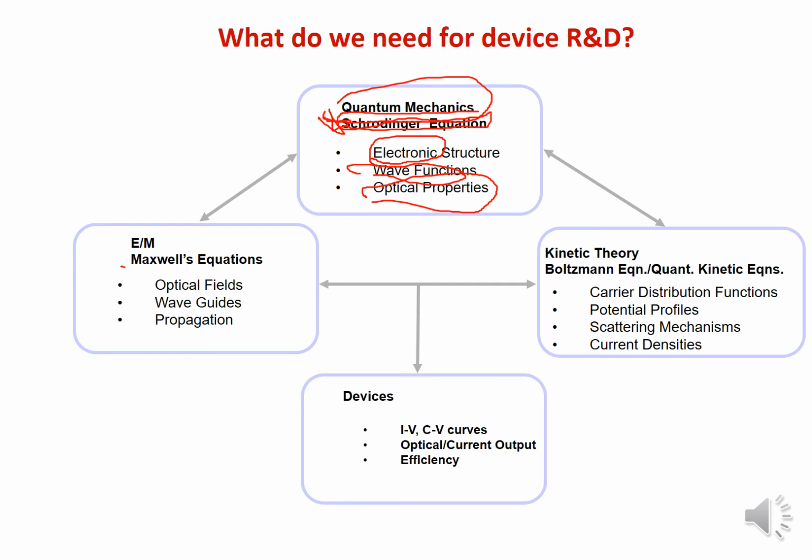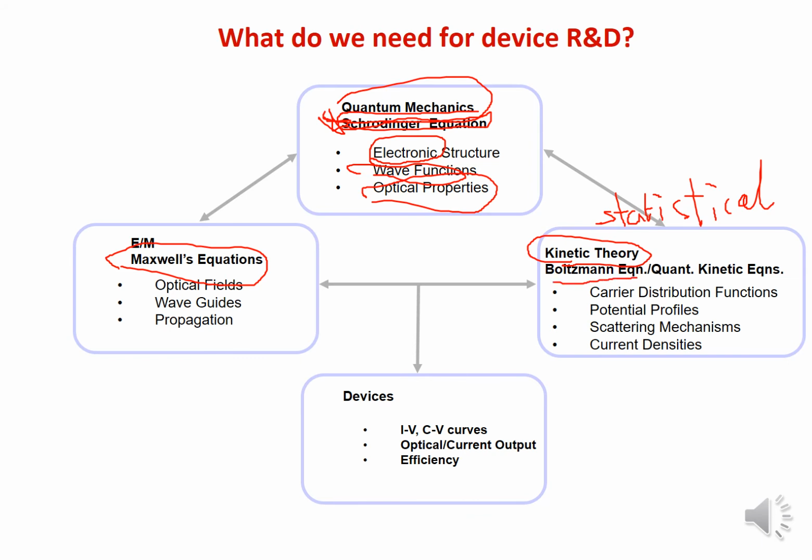Electromagnetism should be studied based on Maxwell's equations. Optical field, waveguides, propagation, transport, those things should be studied here. And also the kinetic theory, it is actually studied based on statistical mechanics. Statistical mechanics is one of the important courses in the physics department, and it is also studied in the mechanical engineering department.